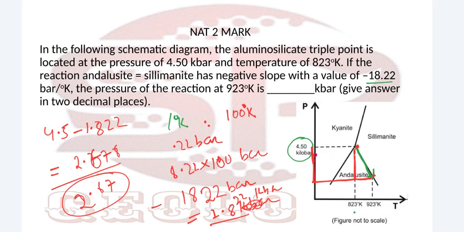Understood? So initially there is 4.50 kilobar pressure, then the temperature increases by 100 degrees. For 1 degree of temperature change, the pressure decreases 18.22 bar. So in 100 it decreases by 1822 bar or 1.822 kilobar. After decreasing 1.822 kilobar, the pressure is now 2.67 kilobar and the temperature is 923 Kelvin.